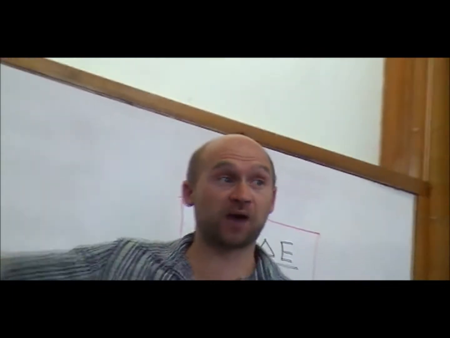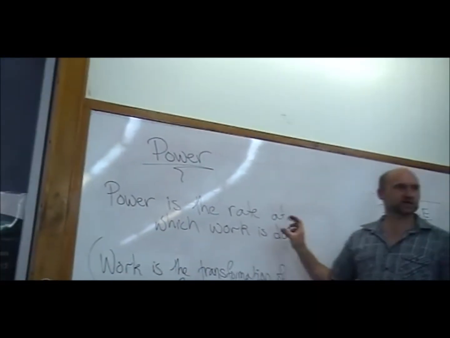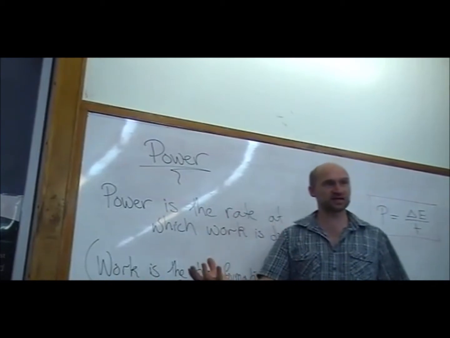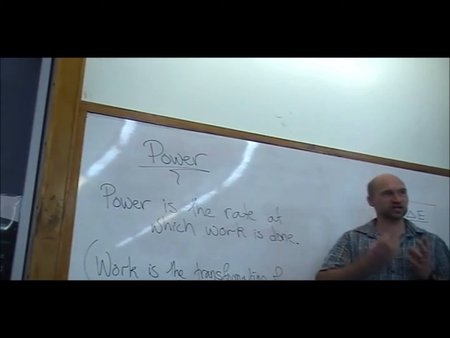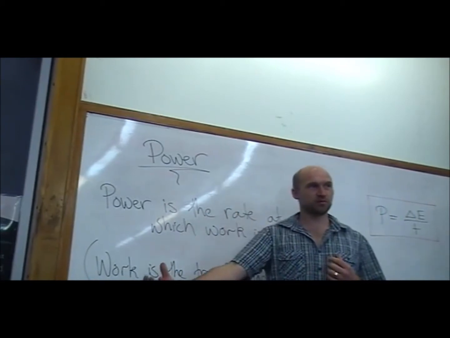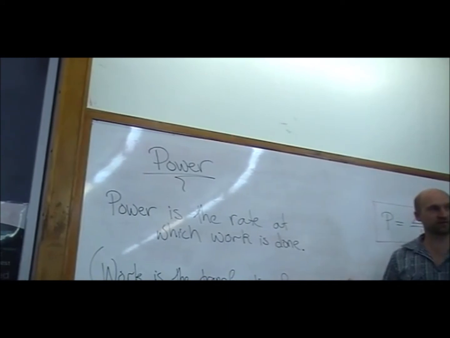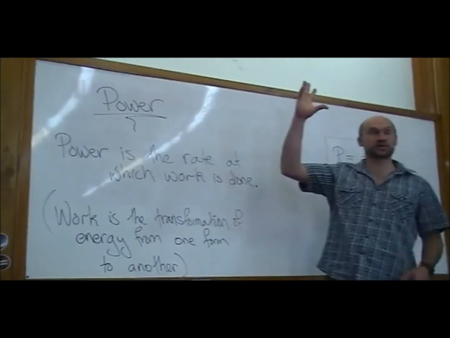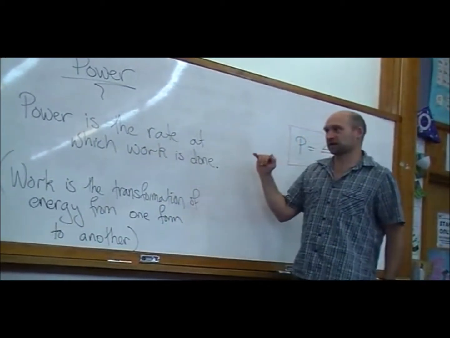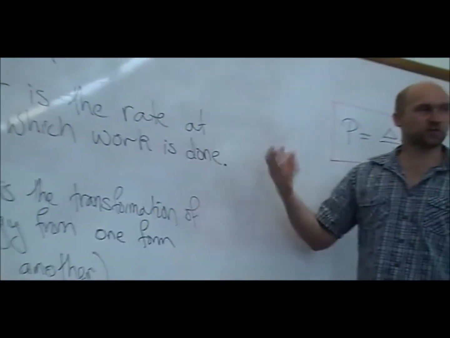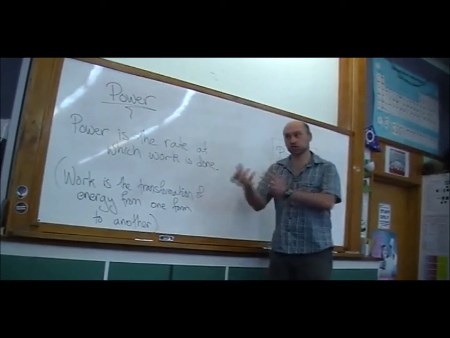Okay, so power, like the definition of power is the rate at which work is done. When we say the rate, we're thinking of the speed that something happens. If something's more powerful, it's changing energy from one form to another more quickly. Work is the transformation of energy from one form to another. For instance, when you drop something, it changes from gravitational potential energy into kinetic energy. Power is the rate at which that energy is transformed. How fast are we changing gravitational potential energy to kinetic energy?